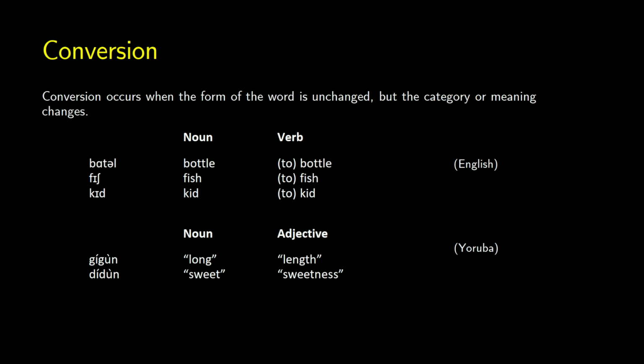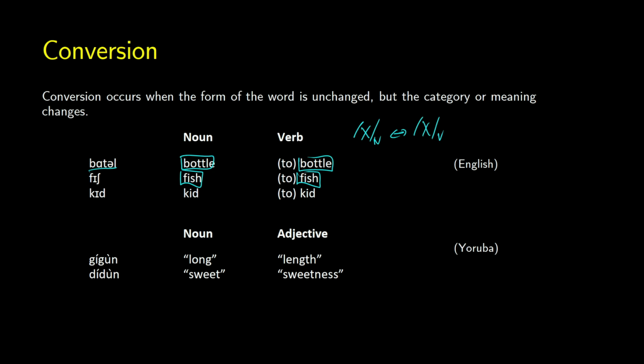Now, saving one of the most boring ones for last, it's called conversion. Conversion happens when the word itself does not change. The pronunciation is exactly the same, but it has a category shift. So the word bottle can be a noun, or it can be a verb, to bottle. Fish can be a noun, or it can be the verb to fish. So this correspondence is quite simple. It's the form X as a noun, and we don't have to change anything, and it becomes a verb. So a nice morphological correspondence there.